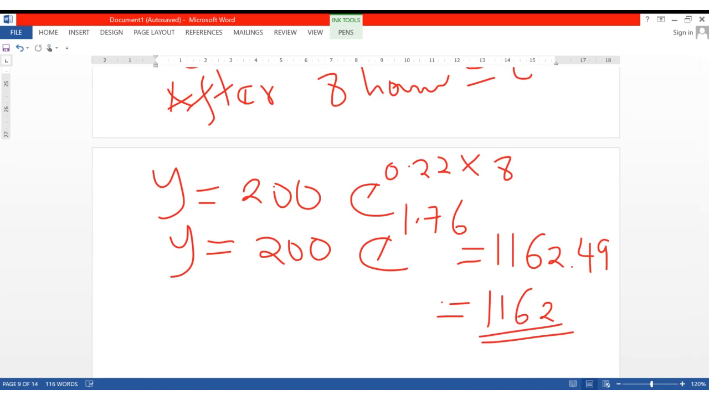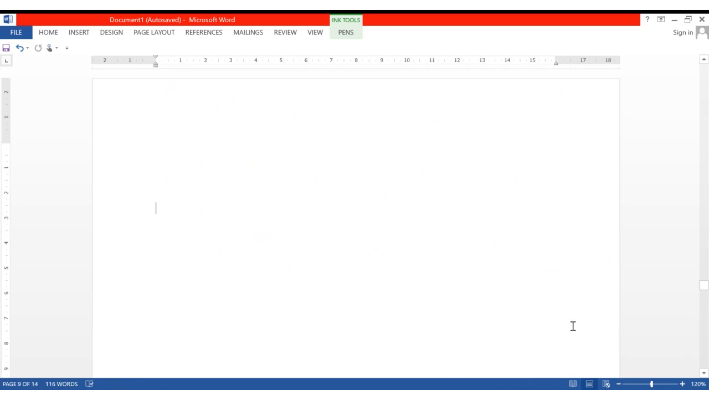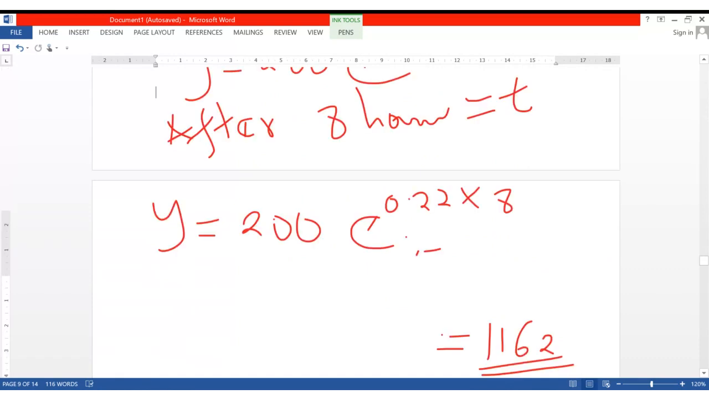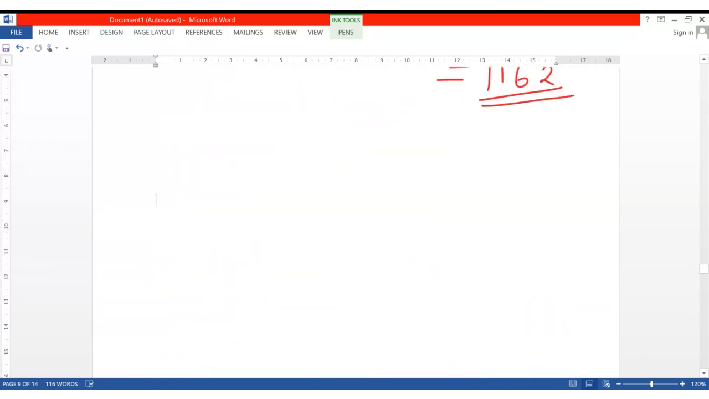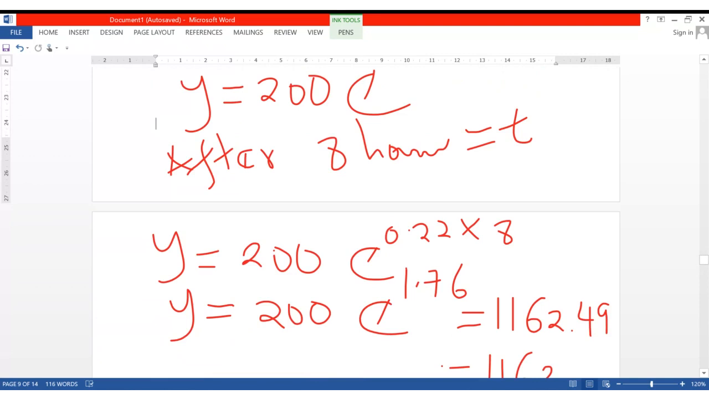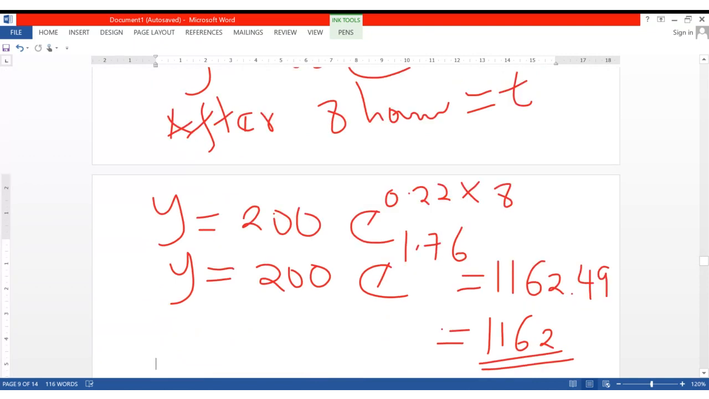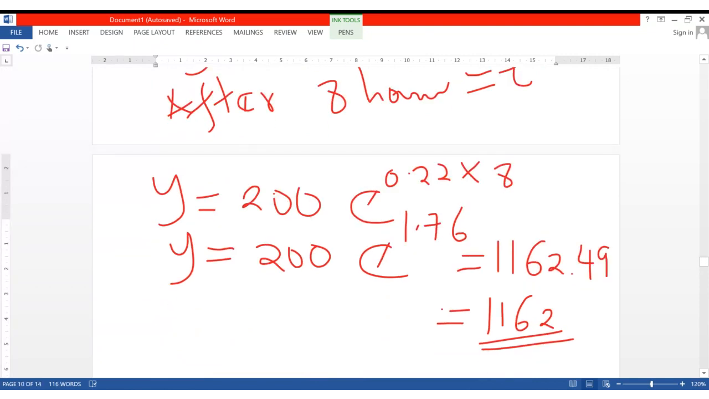Please don't round off to the next whole number. Round off to the previous whole number. Yes. So that's how we do it, basically, for the law of exponential change. So you round off. You don't round off to the next, but the previous whole number.